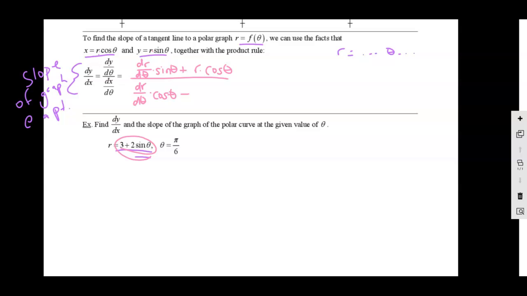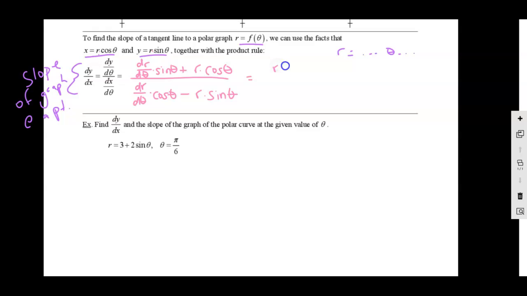Now the derivative of the second is negative sine, the derivative of the second times the first. Whew, and there we go. There's your formula. That's the formula for finding the slope of the polar curve at any point. It's not very nice. You could rewrite it if you wanted to, just a little bit.